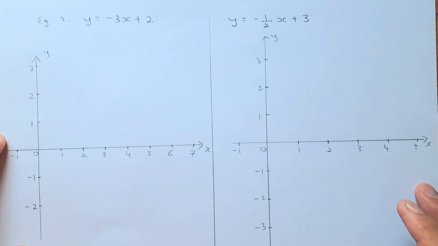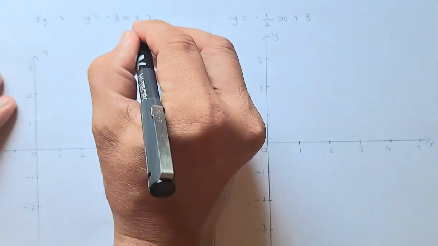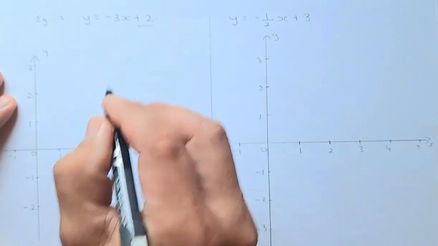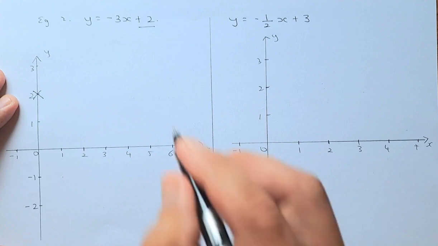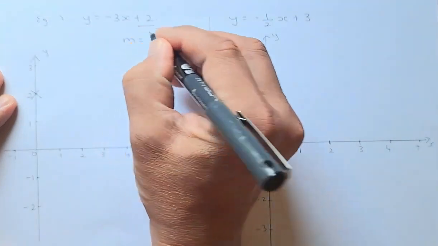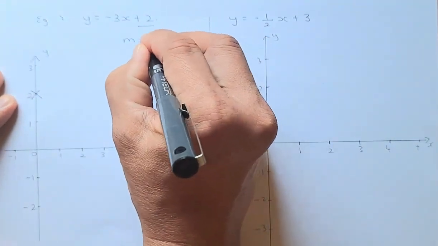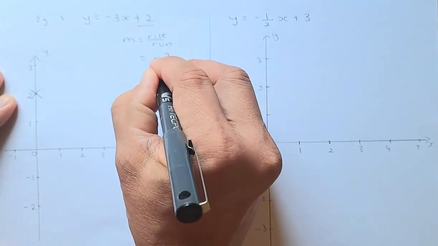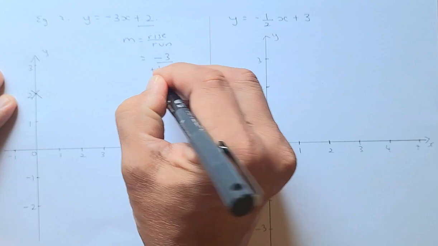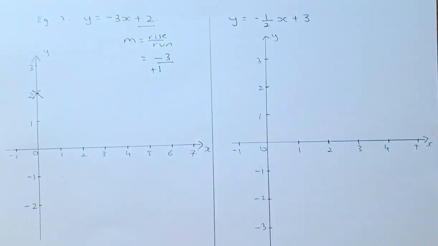For the next example, the first step is to find the y-intercept. The y-intercept is 2, so you're going to start at 2. Then you find the gradient. The gradient is represented by m, and is rise over run. In our case, the rise is minus 3 and the run is 1, because there's no number, you just put plus 1. Minus 3 divided by 1 still gives you minus 3.